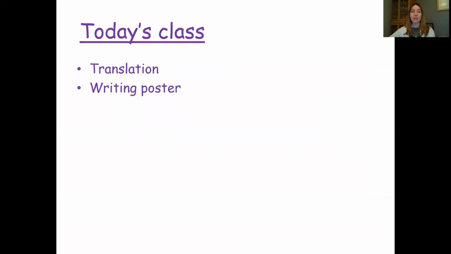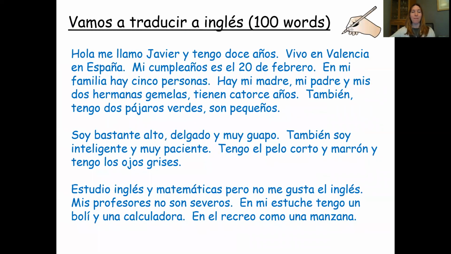Continuamos. So today's class, 2 main tasks we're going to do today. The first is a translation. The second is a writing. We're going to put together a poster. So the first one, vamos a traducir a inglés 100 palabras, 100 words. So here is some text that there are 100 words in Spanish, and I know you think that's a lot, but I know you can do this.